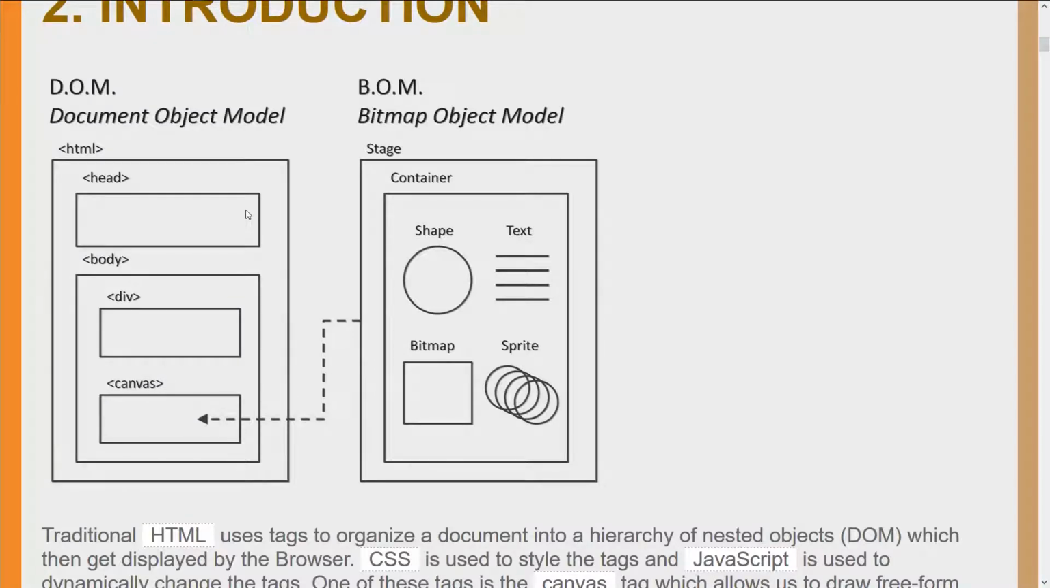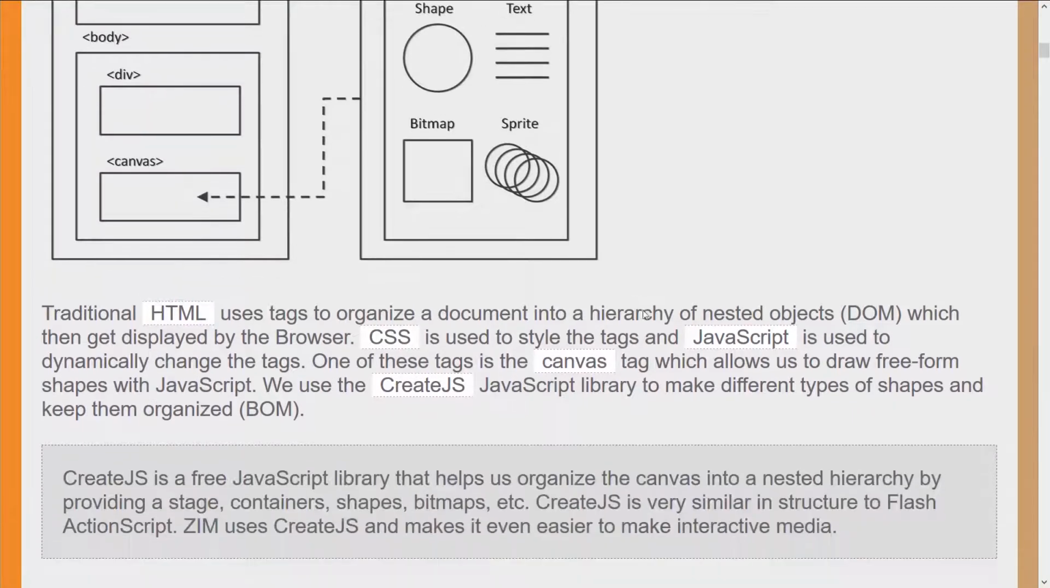People may have come in used to HTML, where we have a document object model, and we have a set of tags that are all organized in a hierarchy. One of those tags is a canvas tag, and indeed, that's where we're working. We're working on the canvas. CreateJS gives us a bitmap object model, or a BOM, and that allows us to nest on the canvas side. So we have a stage that we work on, and we can have containers, and we put shapes and text and bitmaps and sprites inside those containers. And CreateJS also gives us an event model to handle that.